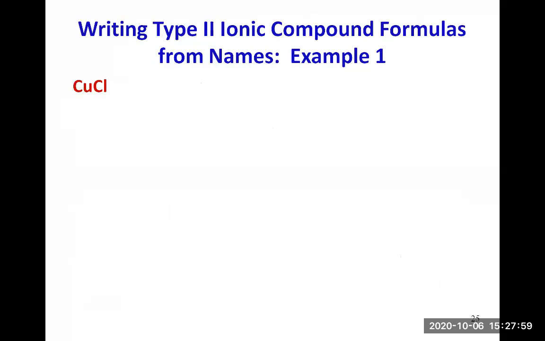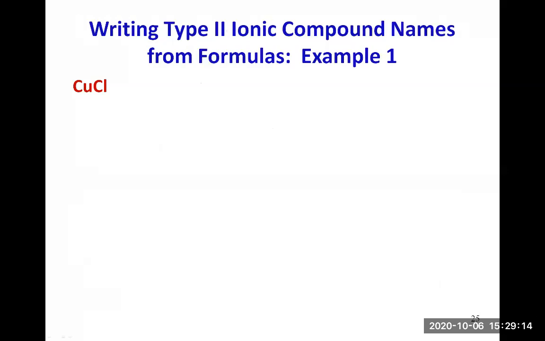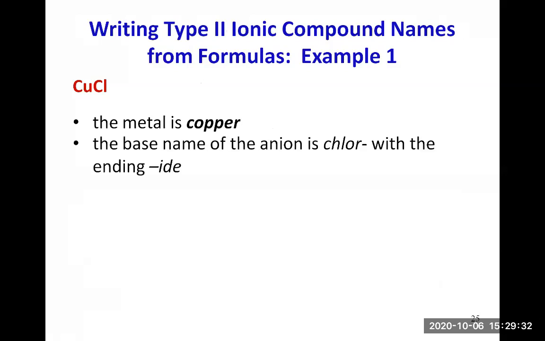So let's look at more examples here where we will write the name from the formula, not the formula from the name. So I fixed it. It's writing the type 2 ionic compound names from the formulas. So first example, CuCl. So let's find out the name. Cu is the metal copper. Cl is the chloride ion. So we know it's the base name chlor with the ending "ide".